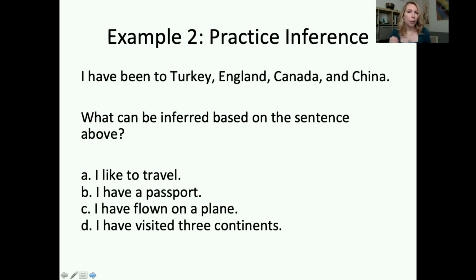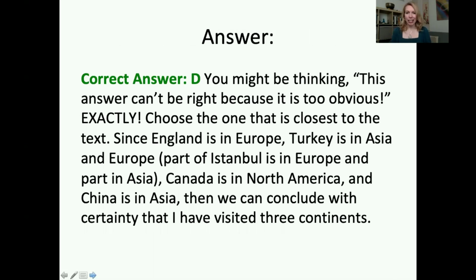I have flown on a plane. It might be possible that I went to Turkey, England, Canada, and China by plane, but I don't have the evidence to make that conclusion, right? Maybe I walked to Canada. Maybe I took a boat to some of these places. We just don't know. But we do know we can determine with 99.99999% probability that I have visited 3 continents, right? This one, letter D, is our correct answer.